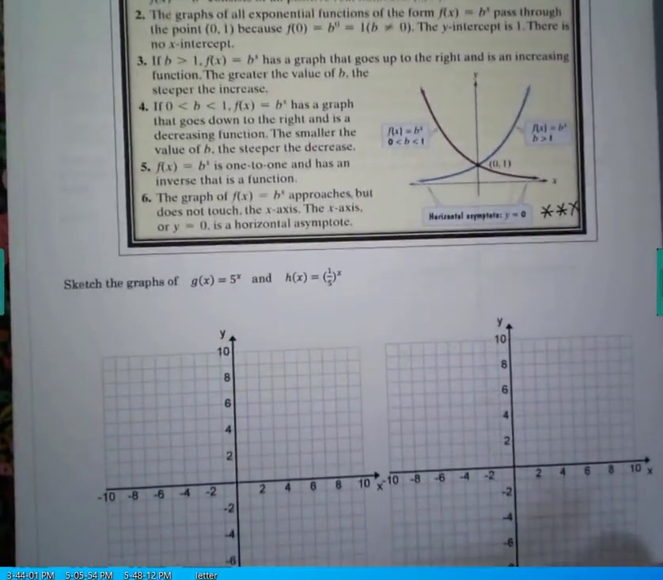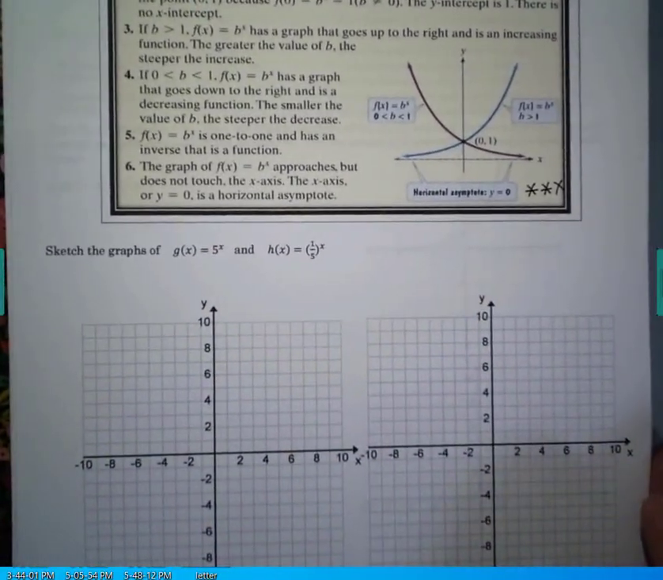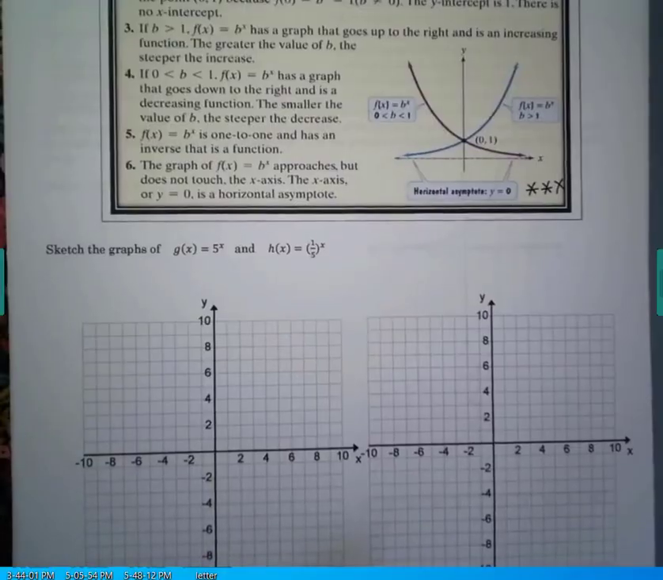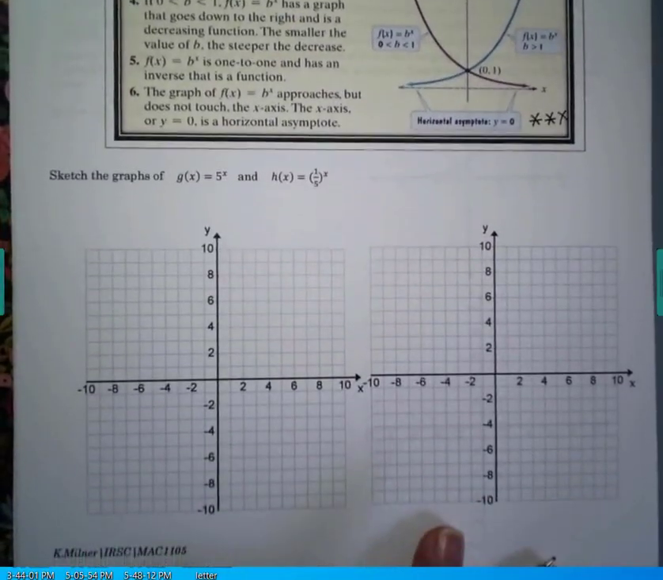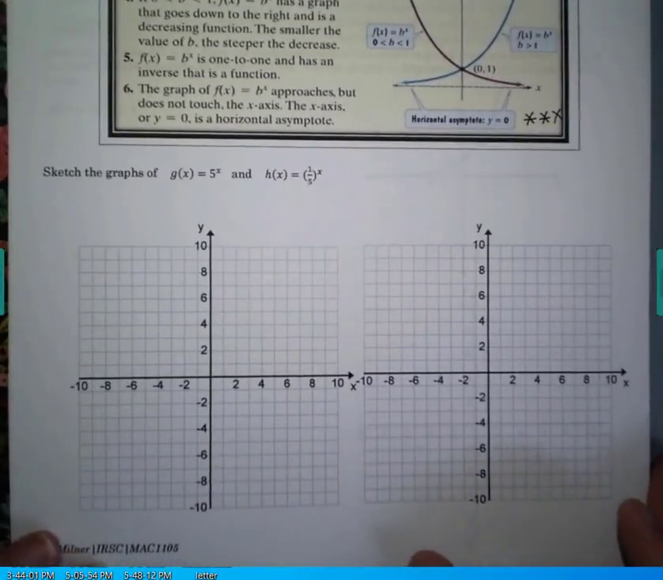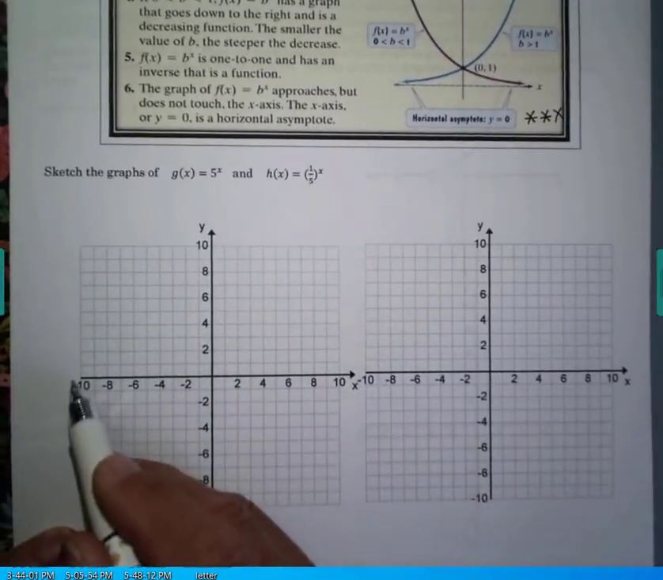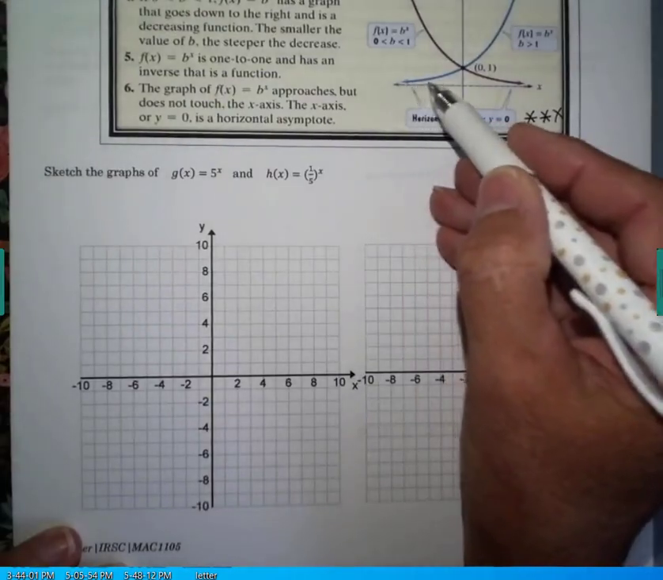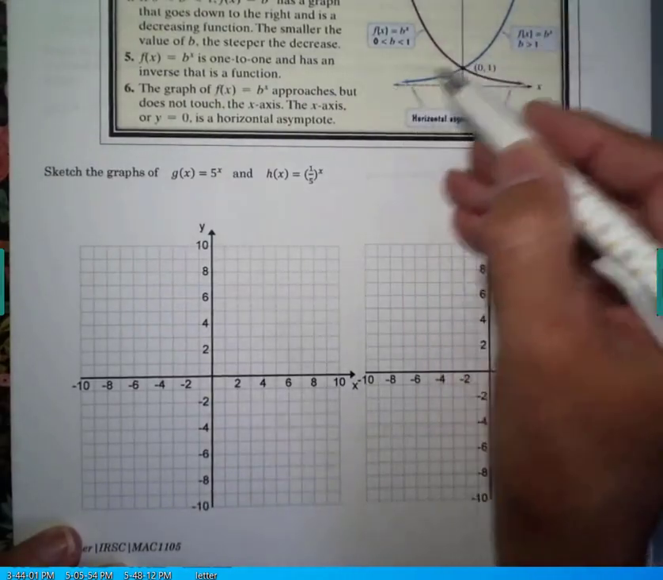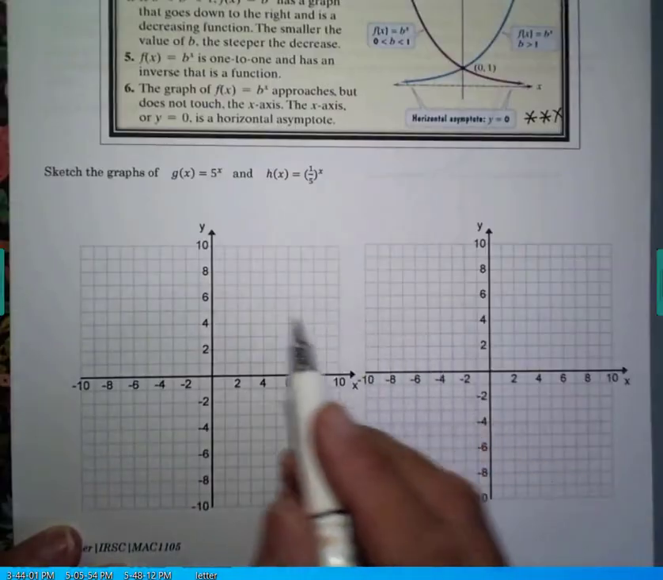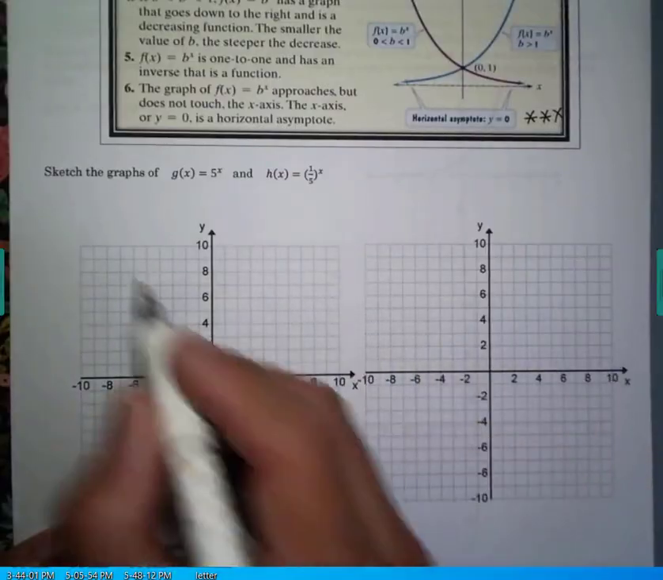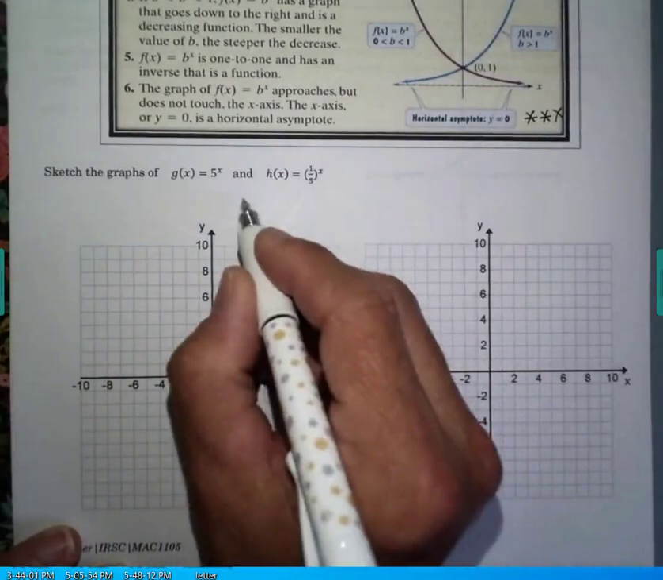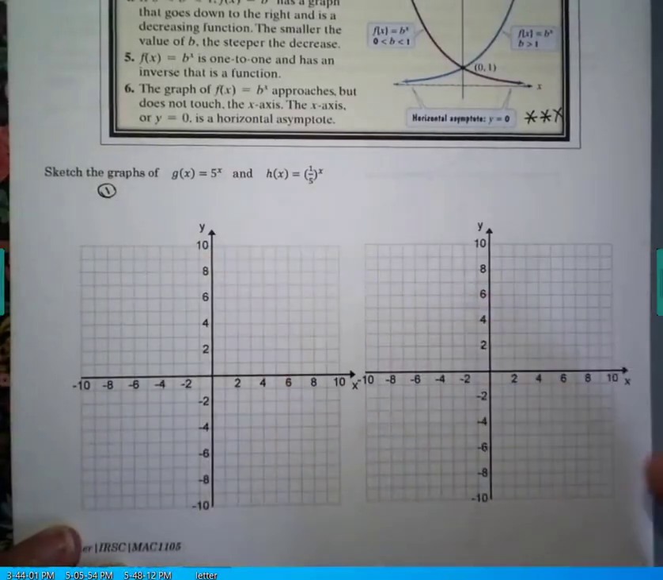Now let's go down and look at a couple of what we'll call parent graphs, but this time the base is going to be 5 and 1 over 5. So when the base is 5, I should keep in mind that I'm going to have an increasing graph. It's going to go up to the right, and I know certain things about it. I need at least 3 points to graph it.